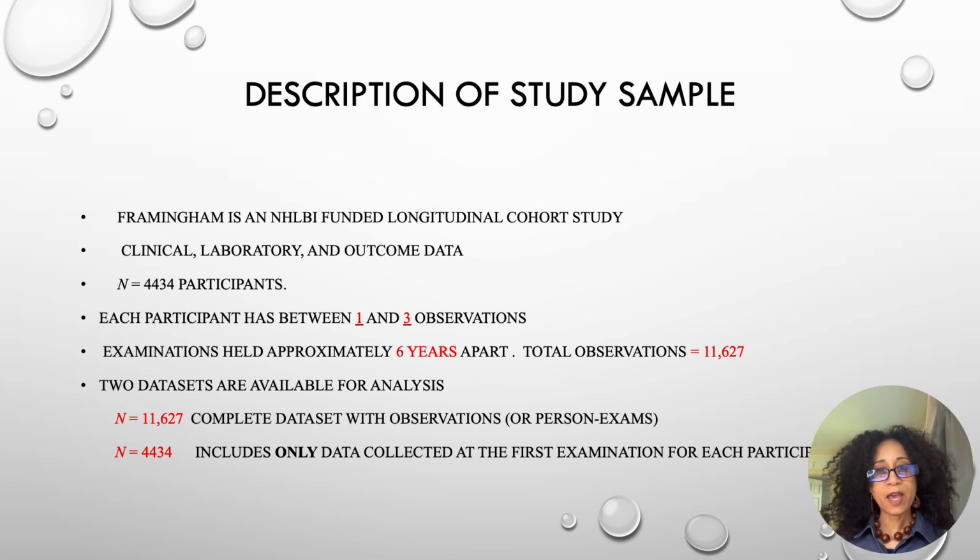Originally, the sample size for this study was 4,434 participants. With this sample, each participant had between 1 and 3 observations. Observations were done biannually, and the total number of observations was 11,627. So for this study, you have two data sets. One set consists of only data collected at the first examination for each participant, and the second data set is the complete data set, which includes all of the observations.